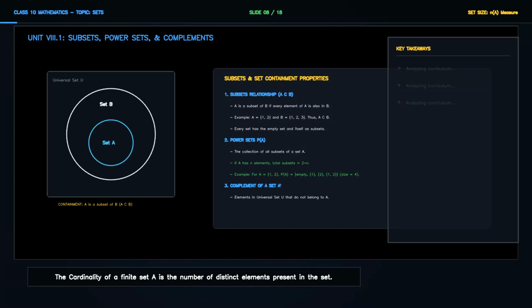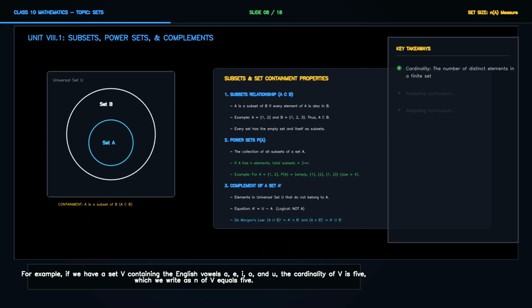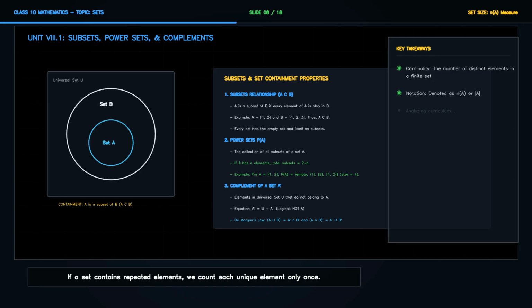The cardinality of a finite set A is the number of distinct elements present in the set. It is denoted by the notation n of A, or sometimes using vertical bars like absolute value A. For example, if we have a set V containing the English vowels A, E, I, O, and U, the cardinality of V is 5, which we write as n of V equals 5. If a set contains repeated elements, we count each unique element only once.